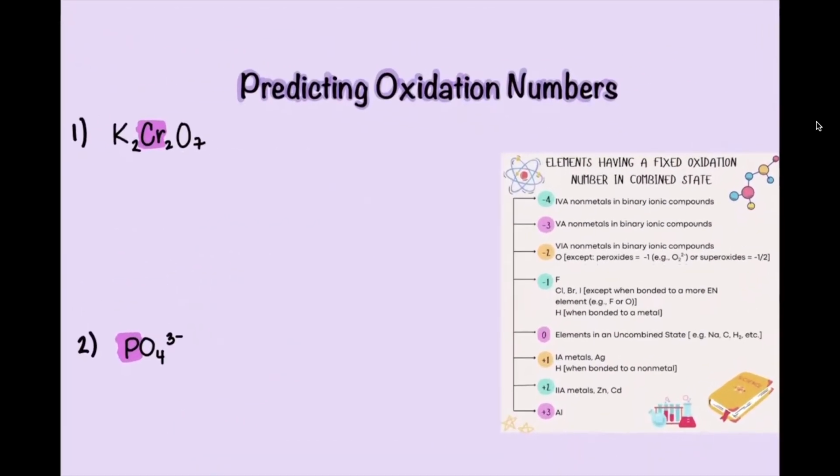Now let's talk about how to predict oxidation numbers for atoms that don't have fixed charges. And on this chart, you'll notice that there are several elements that have fixed oxidation states, meaning their charge never changes.